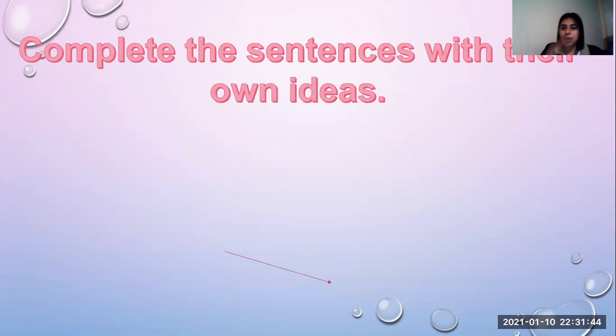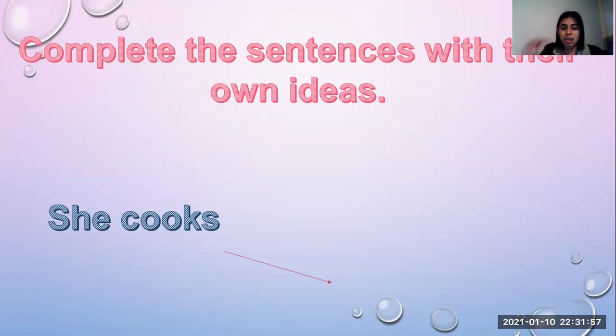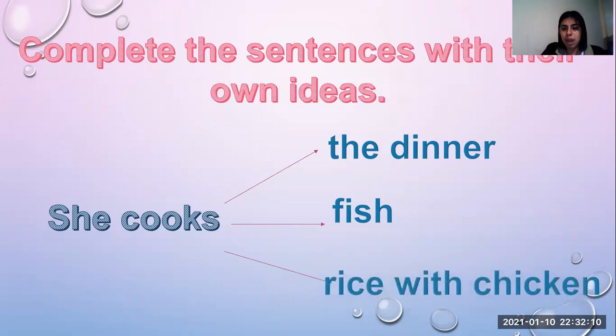So we have another tip to teach this kind of object. I'm going to ask the students to complete the sentence with their own ideas. So for example, I can write on my board, she cooks, and they have to complete it with their own ideas. For example, she cooks the dinner. She cooks fish. She cooks rice with chicken. So we can see all of these could be the direct object in our sentence.